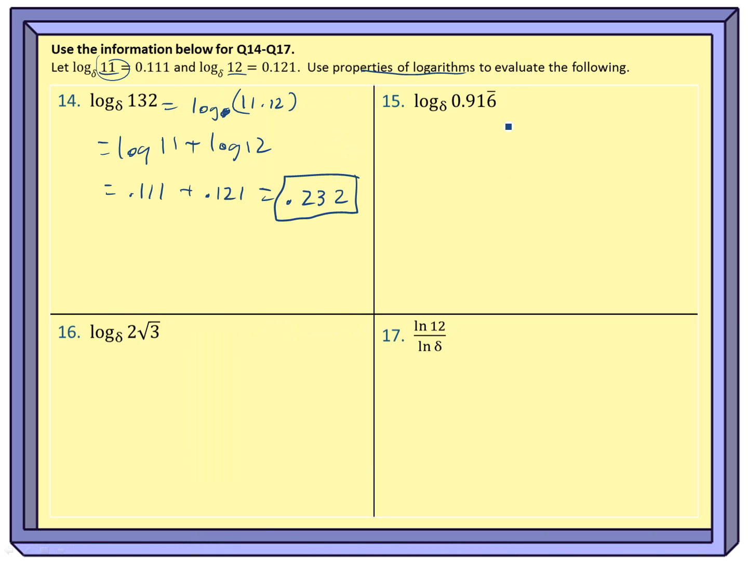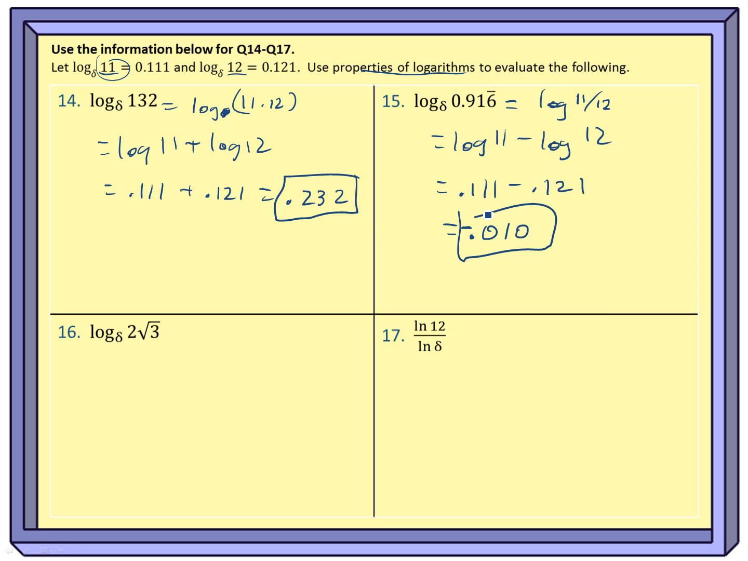So this should be the same thing as the log of 11 divided by 12. It's a quotient. You can break that up as a difference, the log of 11 minus log of 12. So this time it's 0.111 minus 0.121. When I subtract this, I get -0.010. You don't have to put that last 0 on there. That's okay.